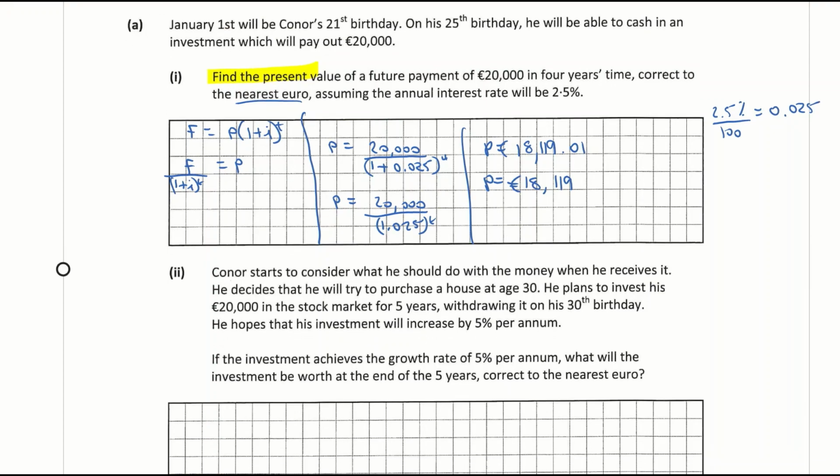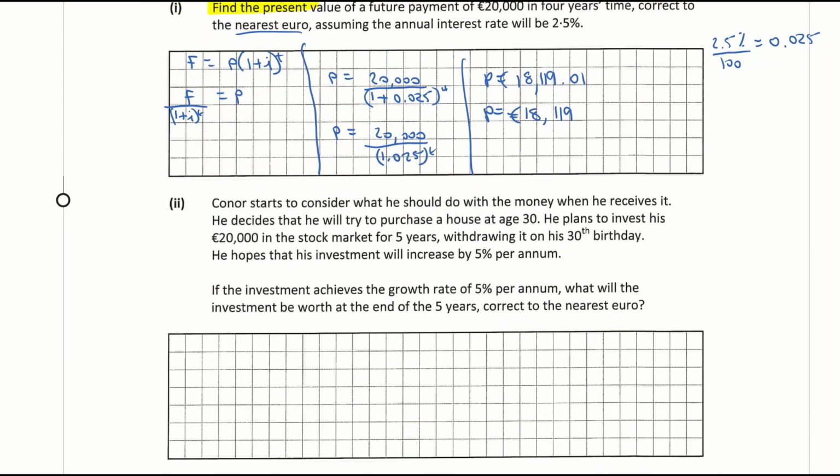Part 2. Connor decides to consider what he should do with the money when he receives it. He decides that he will try to purchase a house at the age of 30. He plans to invest his €20,000 in the stock market for 5 years, withdrawing it on his 30th birthday. He hopes that the investment will increase by 5% per annum, which is per year. If the investment achieves the growth rate of 5% per annum, what will the investment be worth at the end of 5 years? So text heavy there really, but basically it's just asking us to find the future value of the €20,000 in 5 years' time.